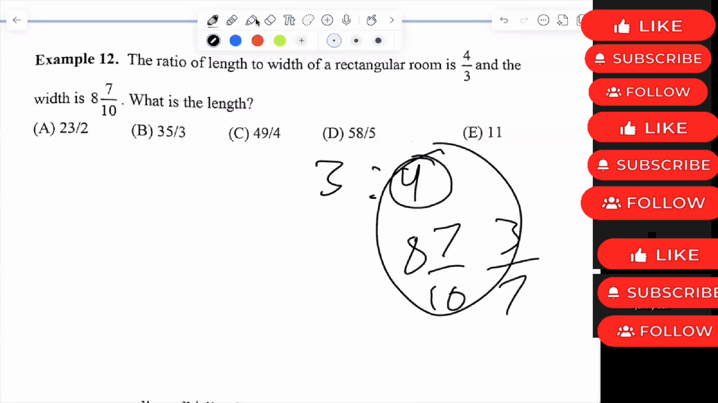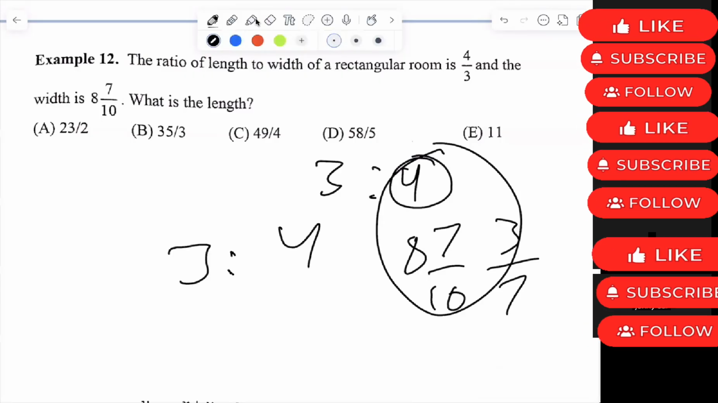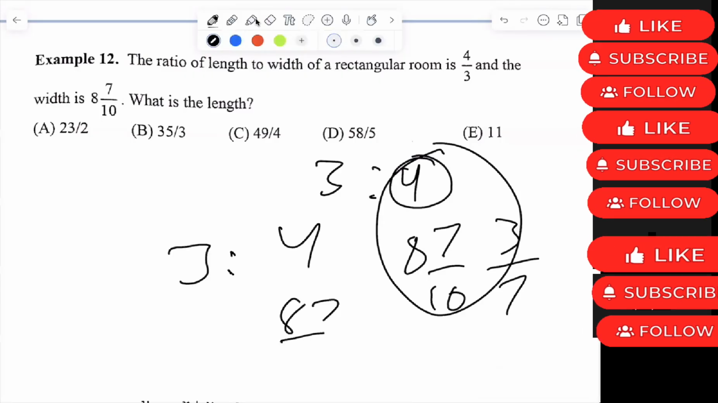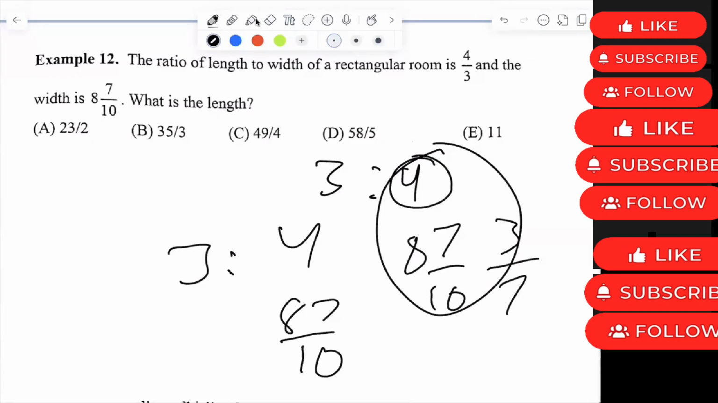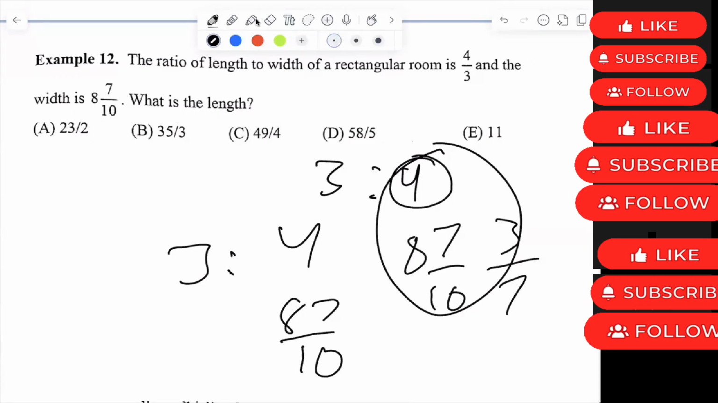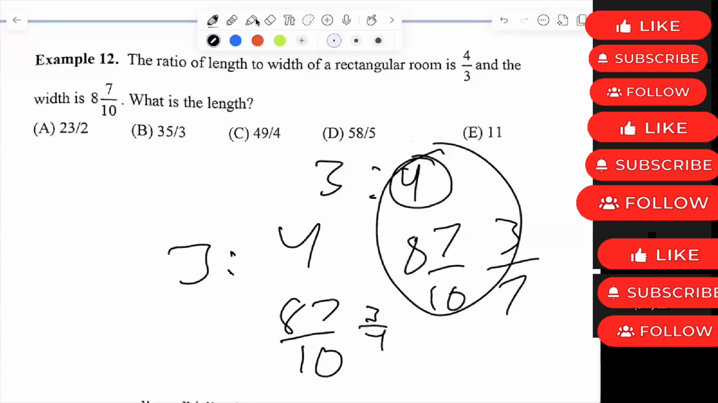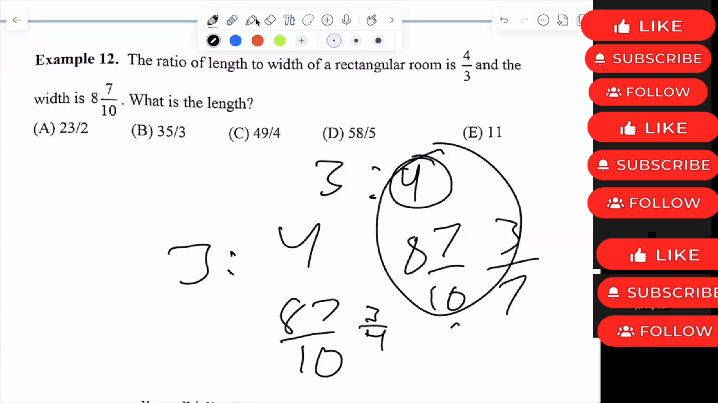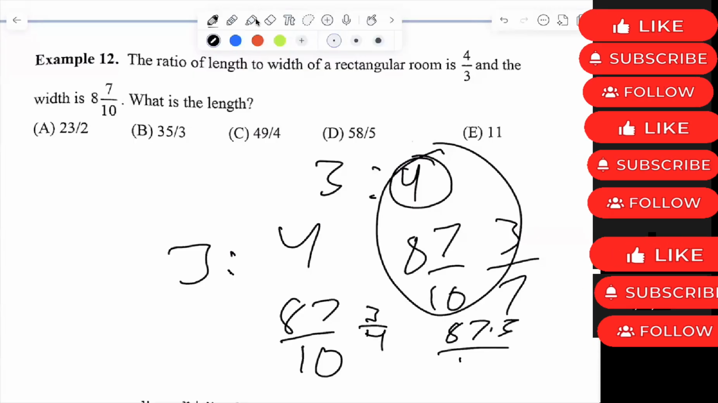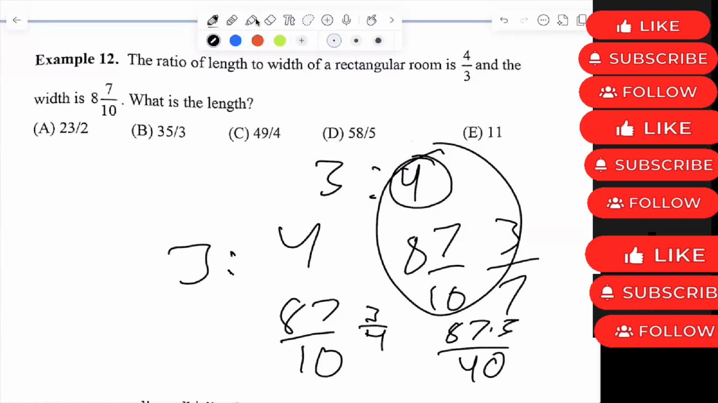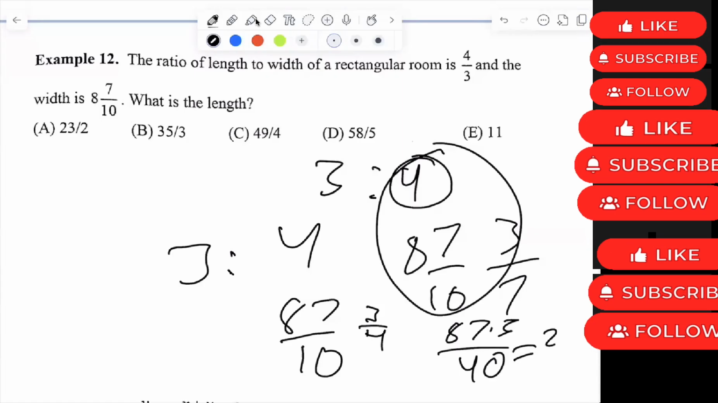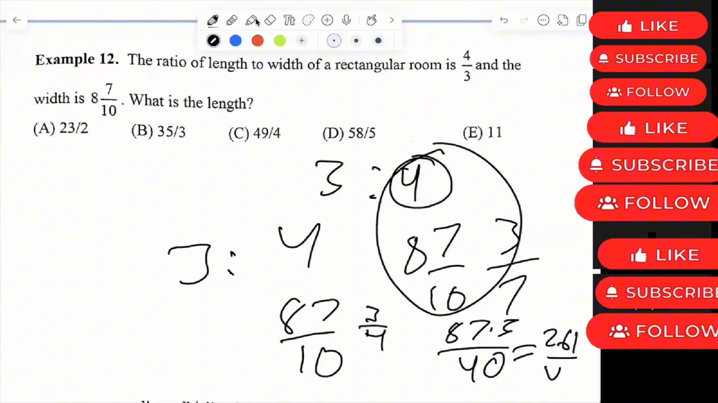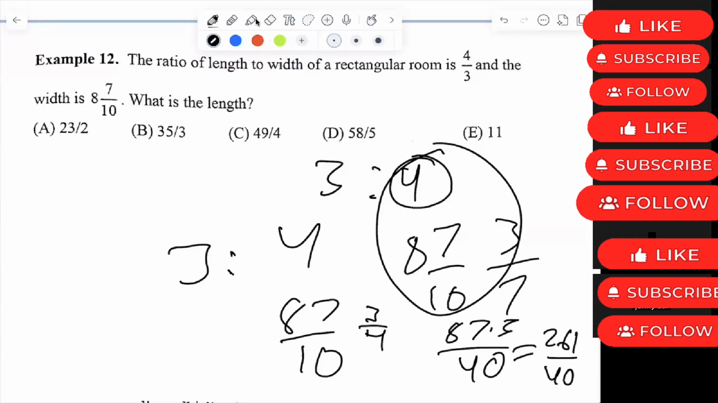So we have the ratio to be 3/4. If this is 87 divided by 10, that's 4, then we divide by 4 and get 3. So that'll be 3/4 of it. And that should be 87 times 3 divided by 40, or 261 divided by 40. That should be the right answer.